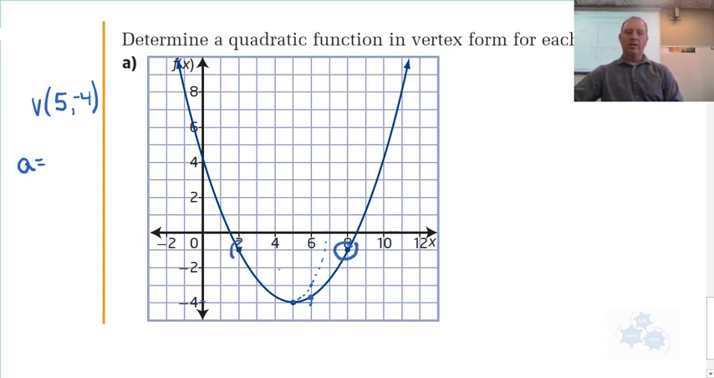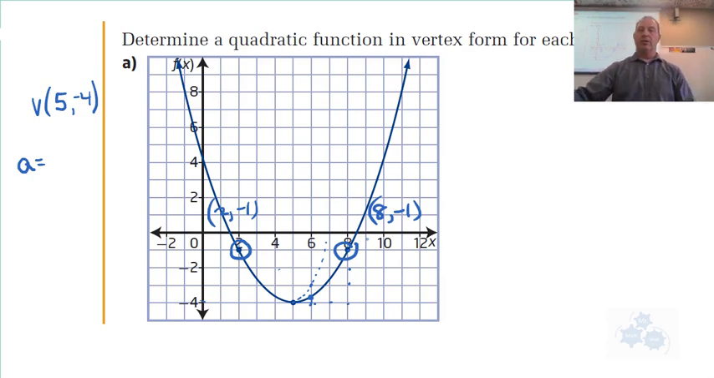But we could use these other points as well. So you see there's 2 points given here. What are these 2 points? This is (8, -1), and this is (2, -1). So we could go 1, 2, 3 units up, and 1, 2 over, and 3 units up. Does that help us at all?